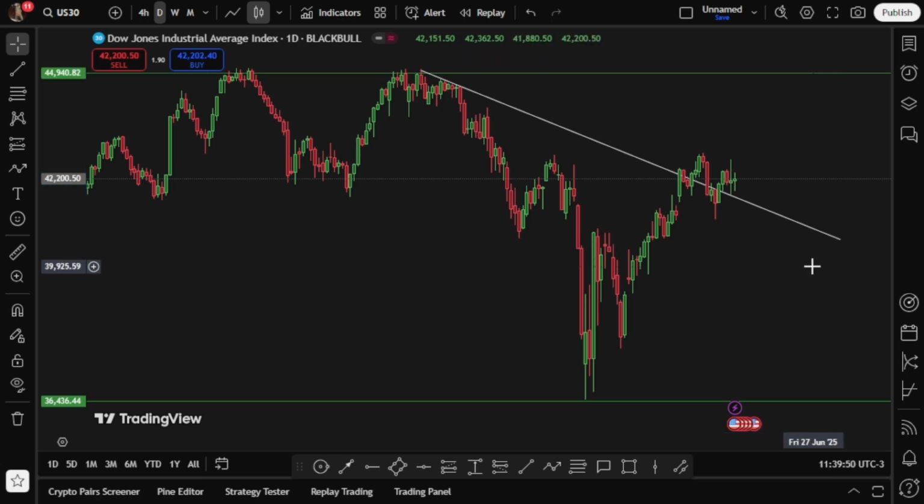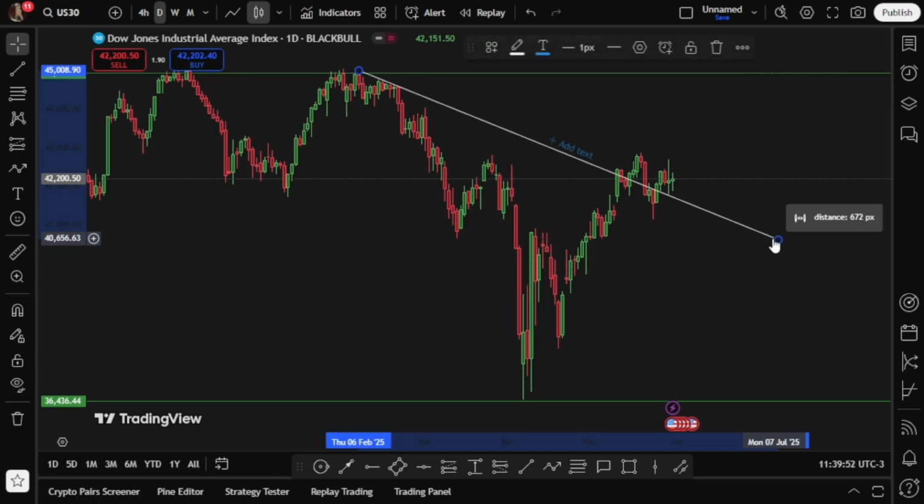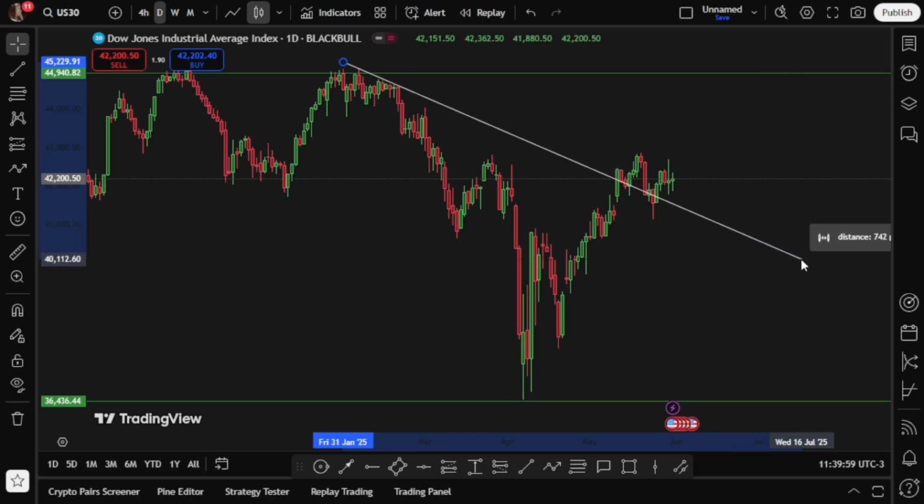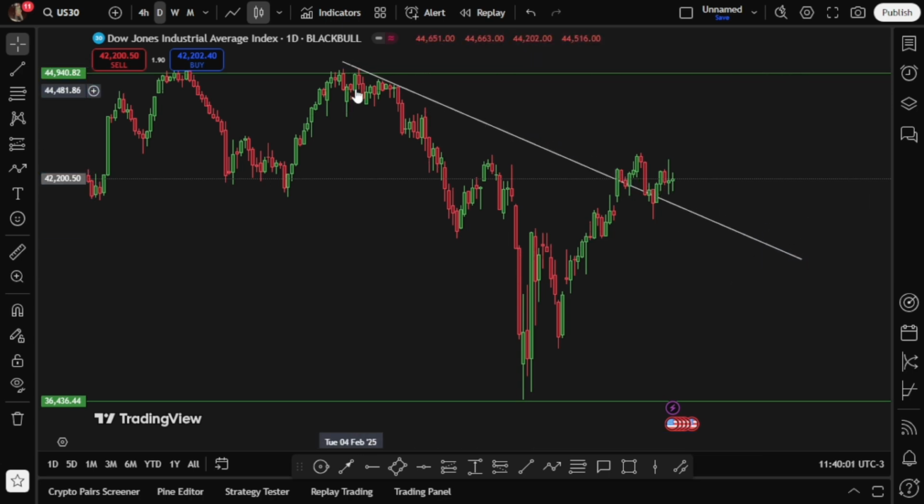I accompany it with a trend line from swing high to swing low. Yes, from the swing high, that is where the retracement started from. That's this level. The retracement started from this level, and this is where the retracement ended, around this level.